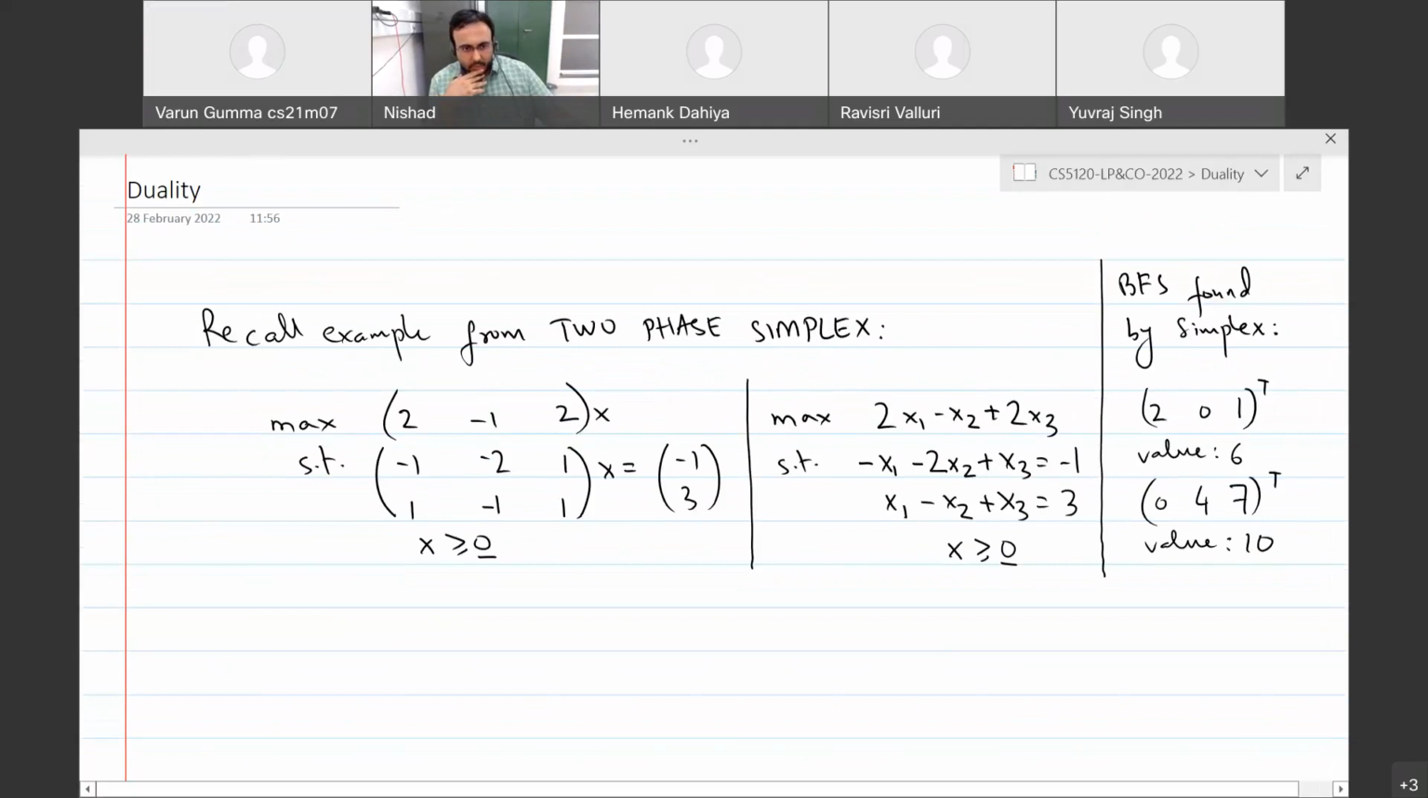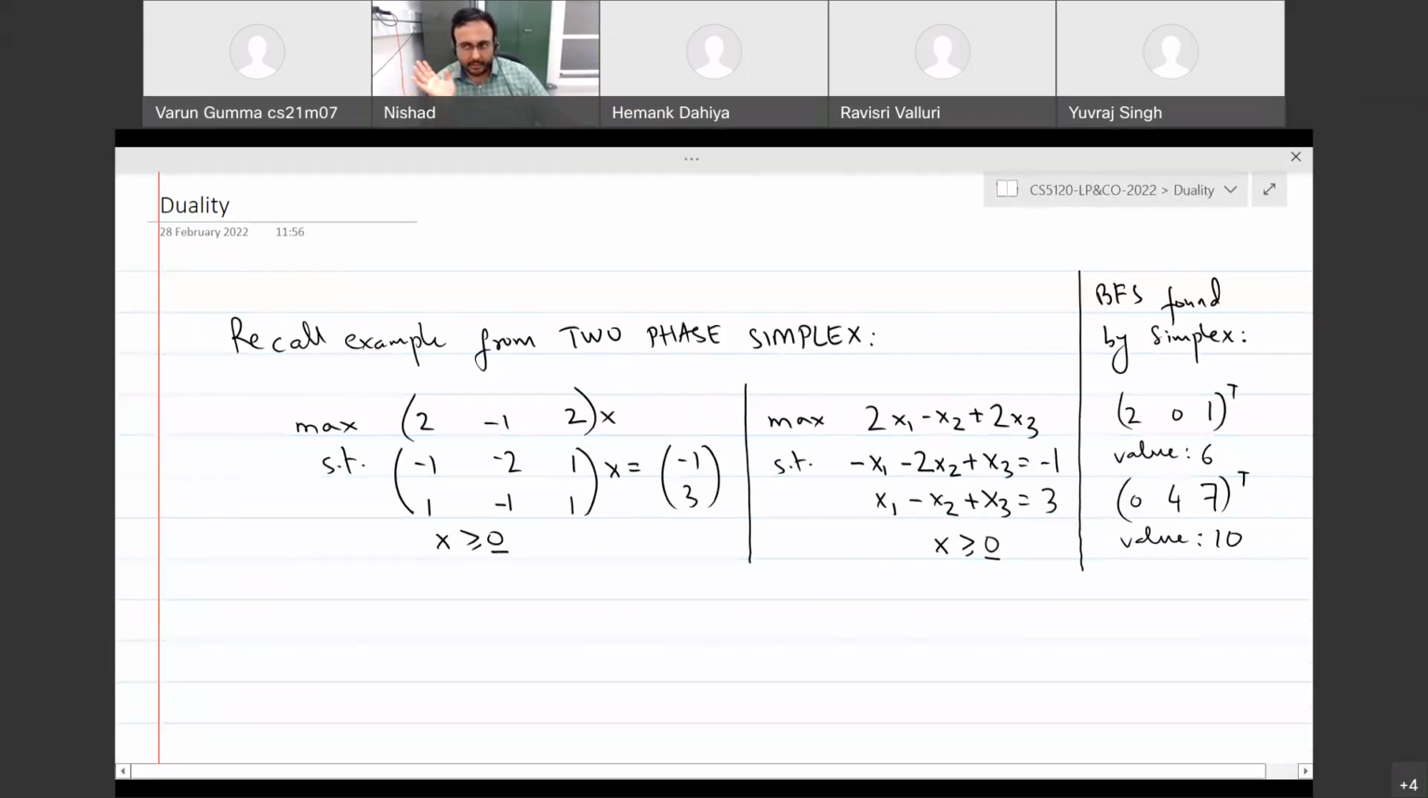Okay, so let's recall this example from the two-phase simplex method that we did earlier. We had to maximize this objective function. It's basically an LP in standard equality form. And in the two-phase method, of course, we wrote down the auxiliary LP and we solved it. We found an optimal value of 0. So then we came back to the original LP and we solved the original LP.